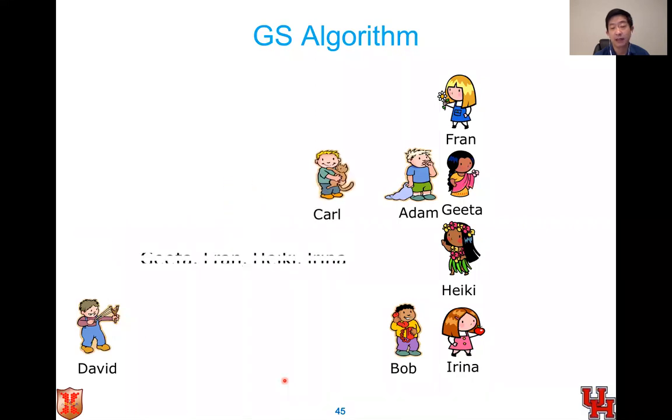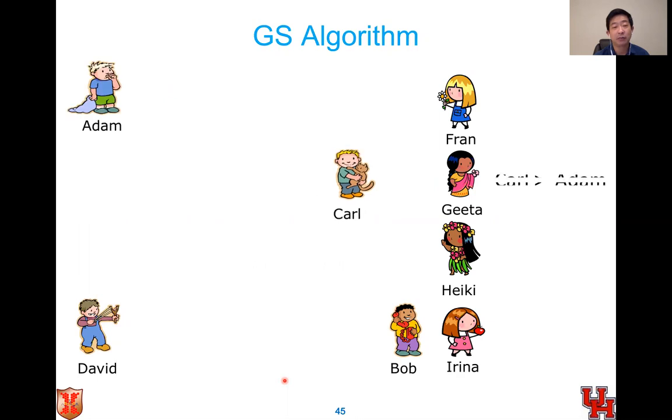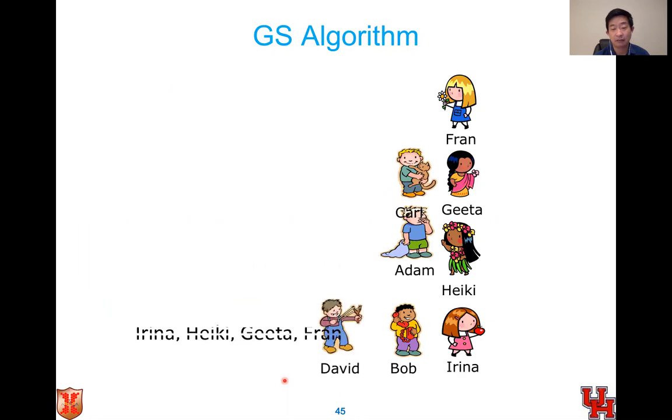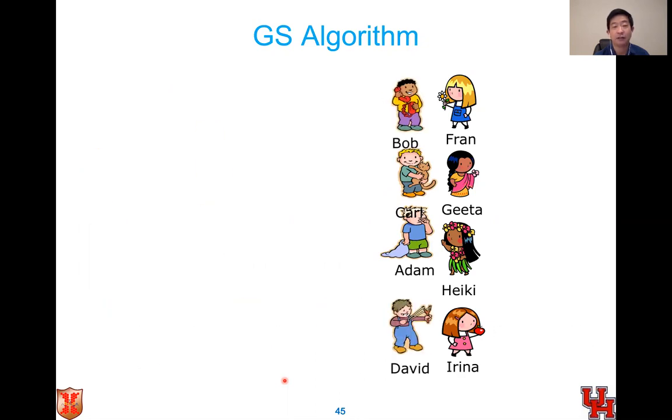And Carl also likes Gita, so he tries to compete with Adam. Gita thinks Carl is more tall and handsome and rich, so Adam is dumped. Then Adam has to find the second on his preference list. And David also likes Irena and competes with Bob, and so on. So very quickly, it will find a stable marriage.